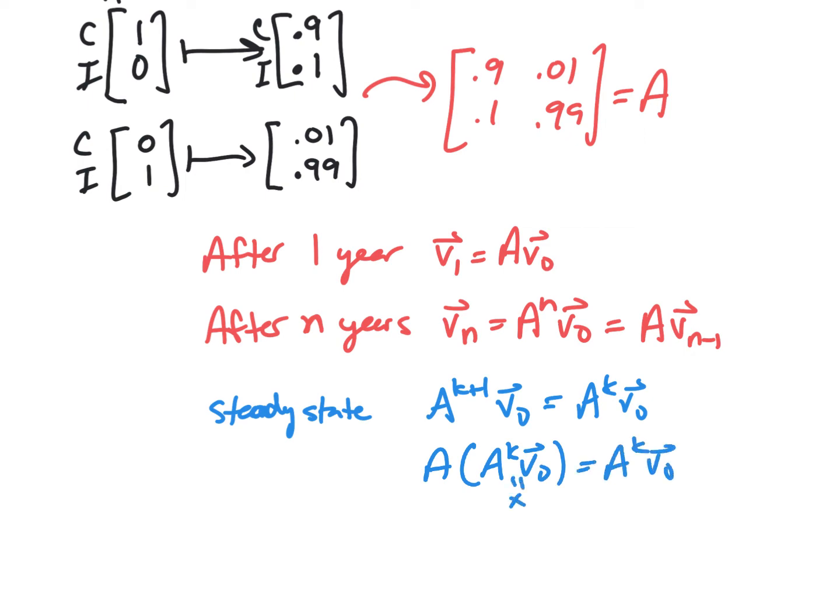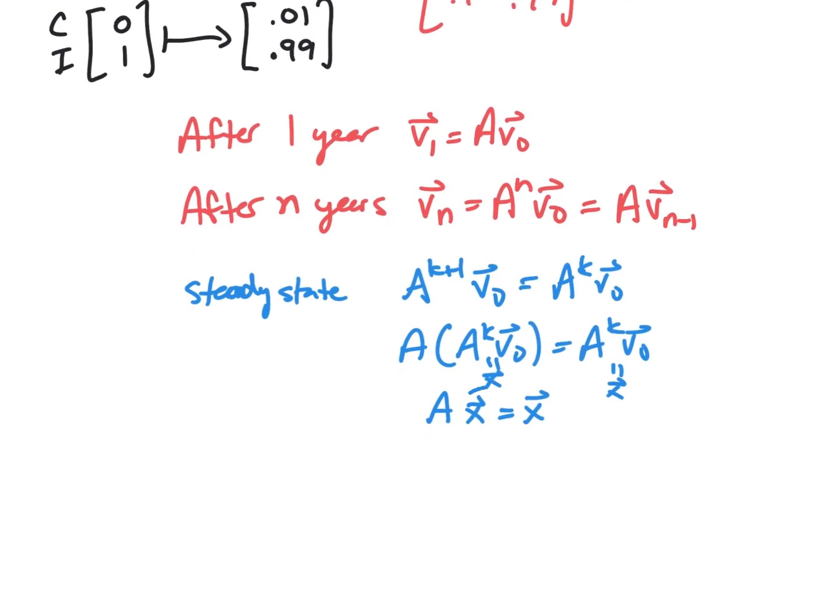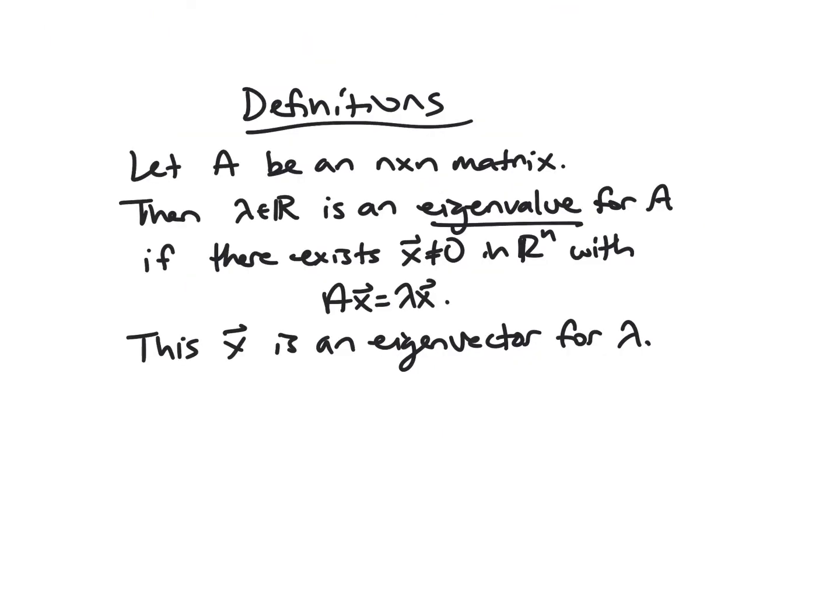Let's just call this guy x. This is really saying we need some vector x such that Ax equals x. This would be a steady state vector, okay? And so this actually leads us to the definition of eigenvalue and eigenvector. So let's pause to define those, and then we're going to see how it applies to this problem.